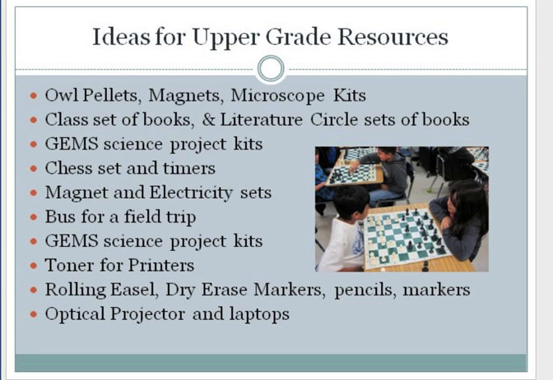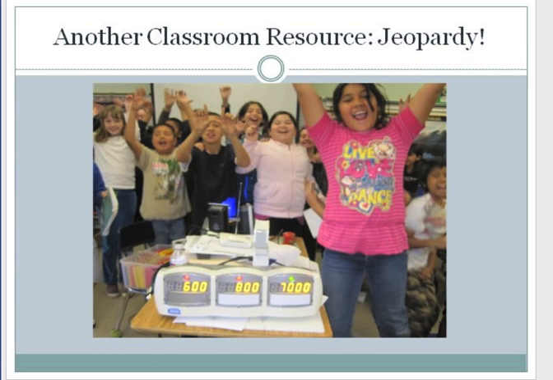And this is a list of some things that I've done for my own class: magnets, GEMS science kits, a rolling easel. I got an optical projector and an Elmo document camera. And I talked about my chess set. That's my latest, greatest thing that I love. And I always get toner, color cartridges, laser cartridges. And then when the kids go, can I print this out? I just smile and say, sure, because I didn't have to pay for all those resources.